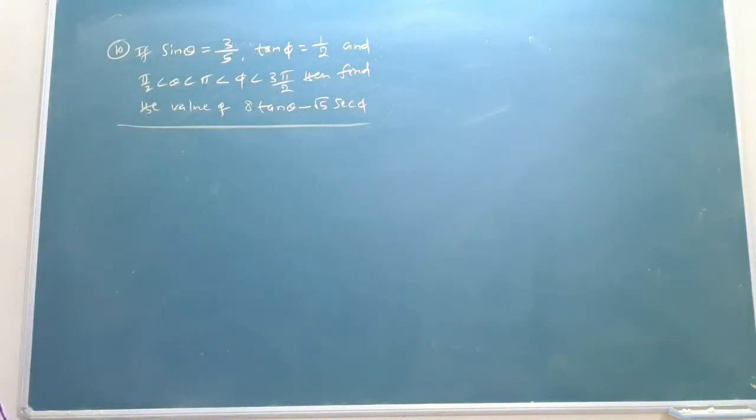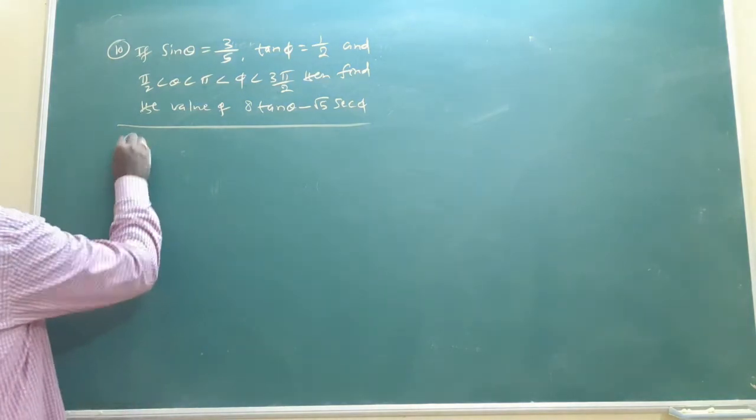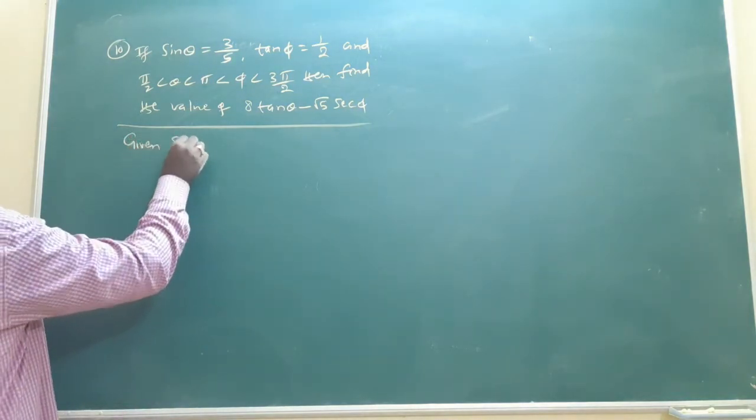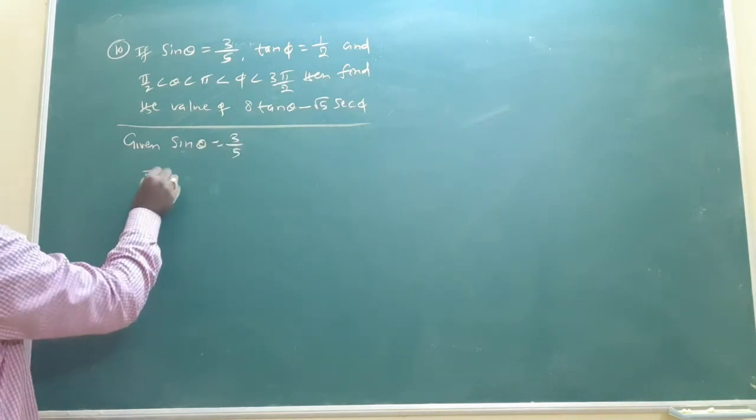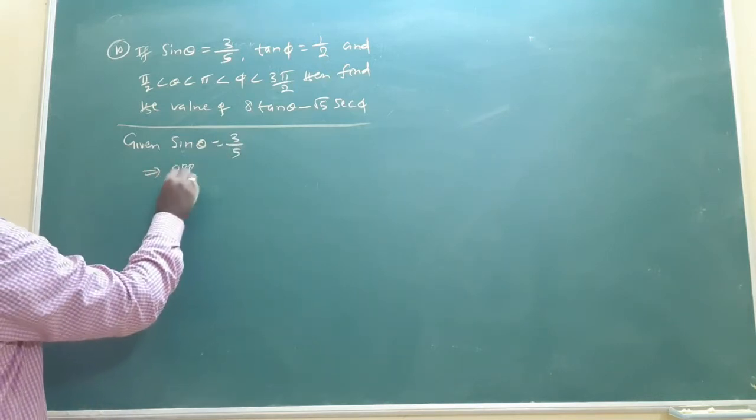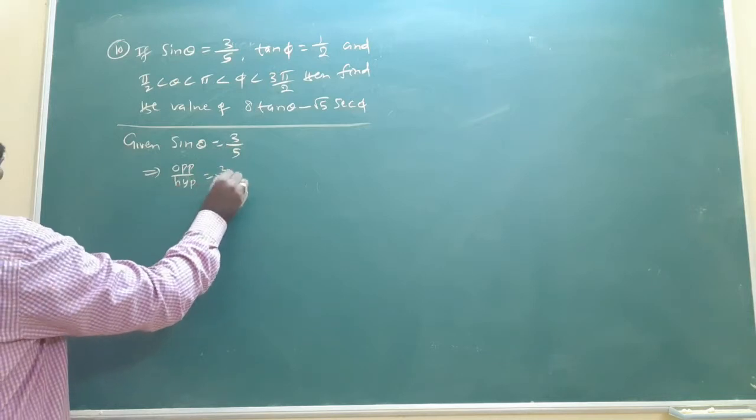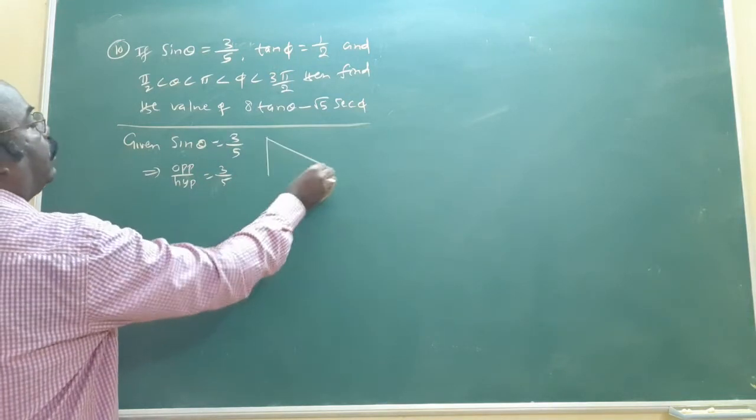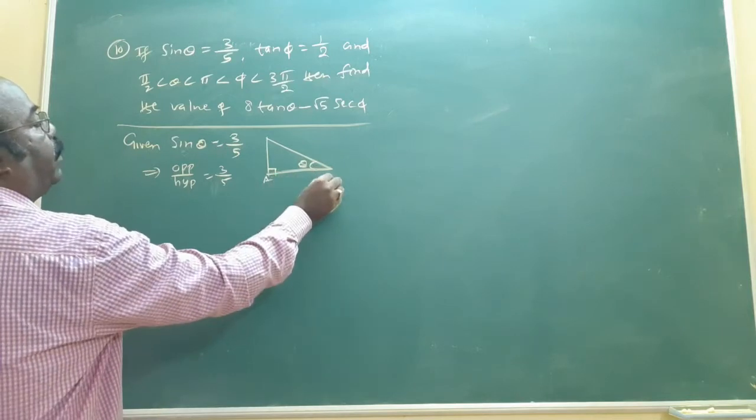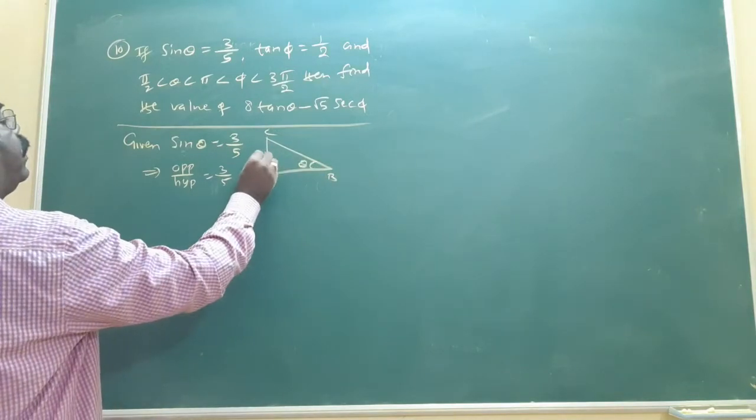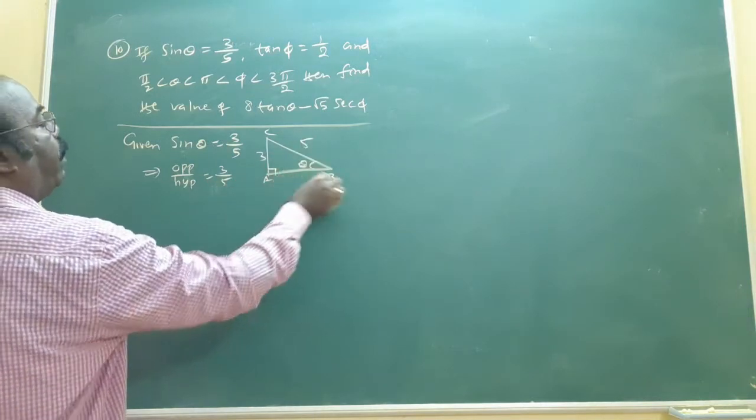That's very important. Now, first one is what? Given sin theta equal to 3 by 5, am I right? Which implies this is actually opposite by hypotenuse. Draw the diagram: this is 90 degree, this is angle theta, A, B, C. Opposite is 3, hypotenuse 5. We want AB.